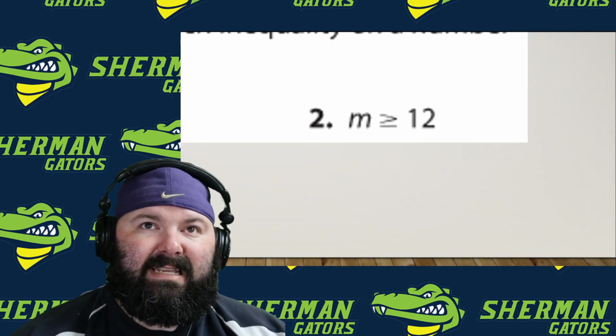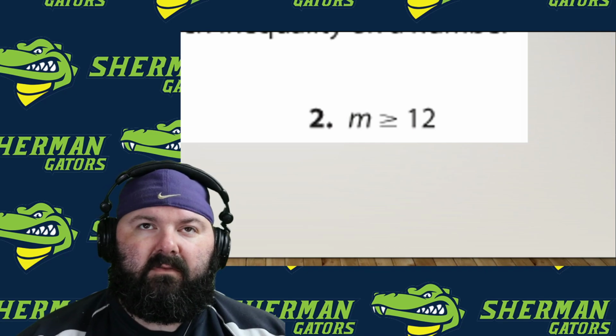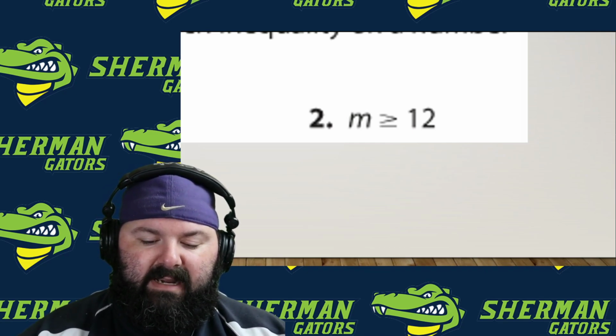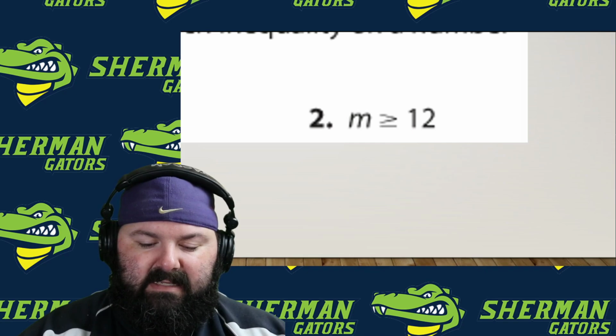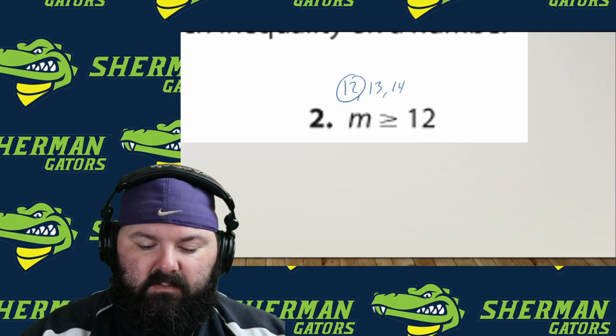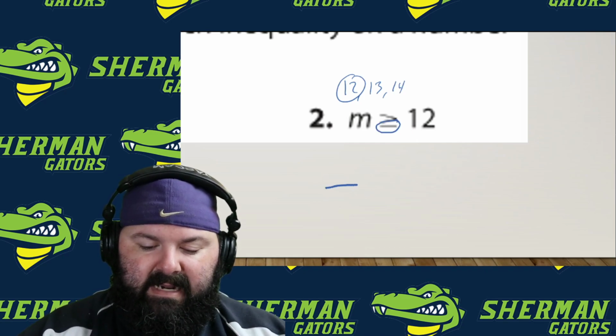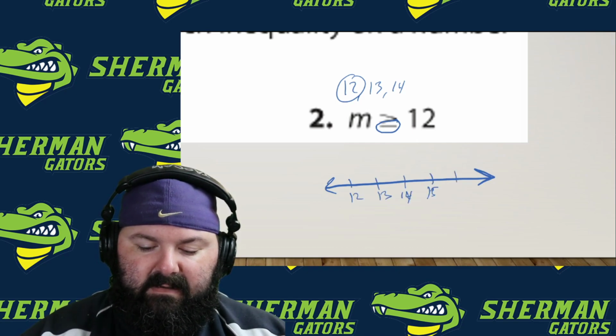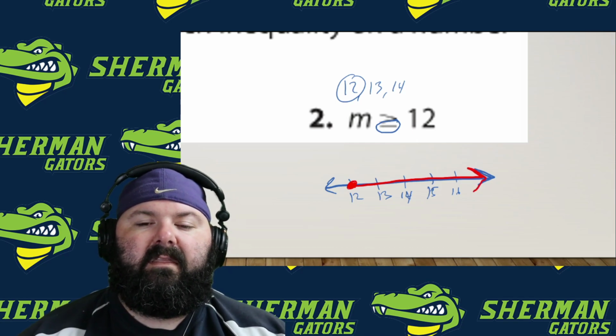Now let's look at this one here. It's saying m is less than or equal to 12, or sorry, greater than or equal to 12. So 3 numbers that are greater than or equal to 12. I could say 12, 13, and 14, because remember, this 12 does work because it says equal to. And again, I'm going to make my number line. I'm going to start it over at 12, 13, 14, 15, 16. And this time I am going to be able to close the dot on the 12 because it's saying greater than or equal to, and I'm going to draw it to the right.